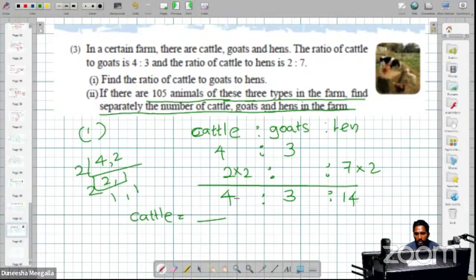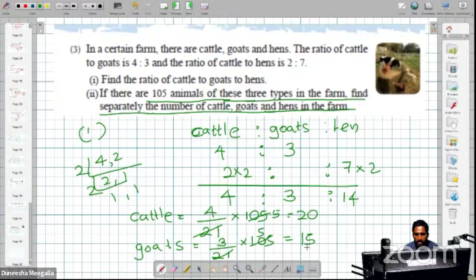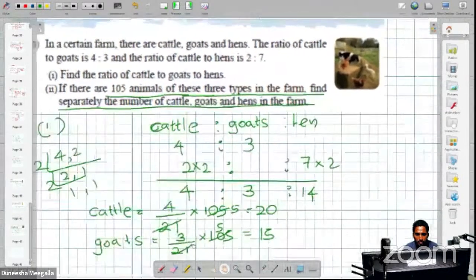Here we have to add 4, 3, and 14. It's 21. 4 over 21 multiplied by 105. It's 20 cattle. Then goat: 3 over 21 multiplied by 105. It's 15. Goat is 15.